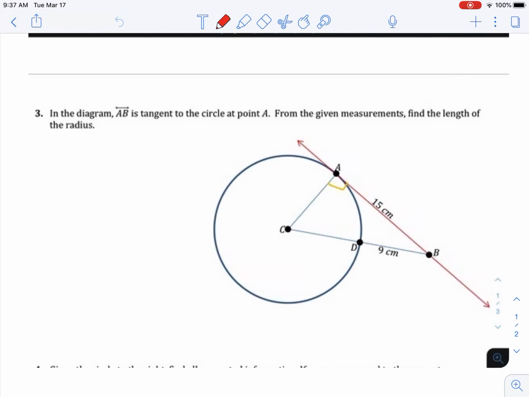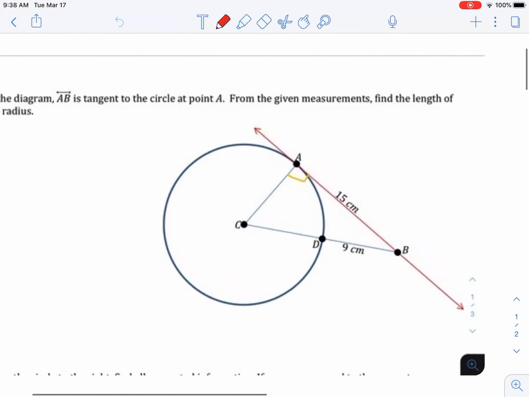All right, so here's how you do this problem. It says in the diagram that AB is tangent to the circle at point A. So just like you put in there with that yellow box right there, since it's tangent to the circle at that point, we know that it's perpendicular to the radius, so we know we have a right triangle. So it says find the length of the radius.